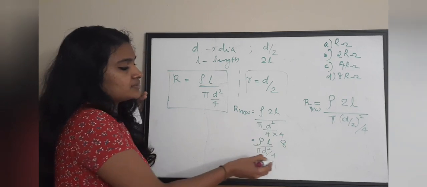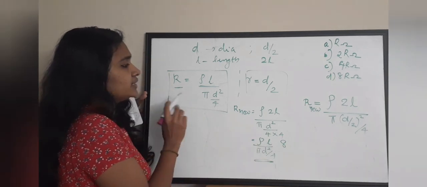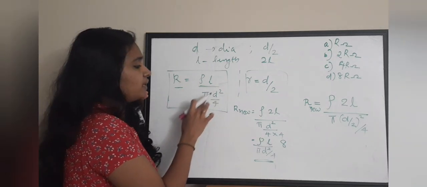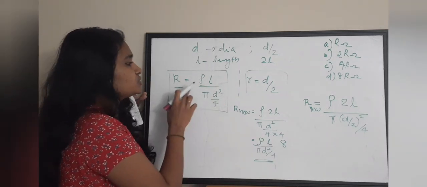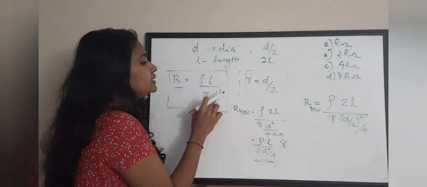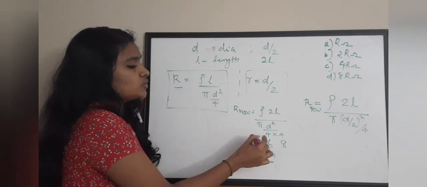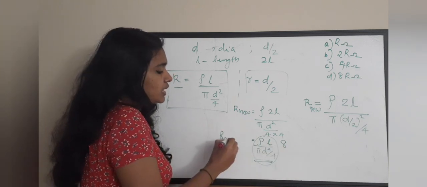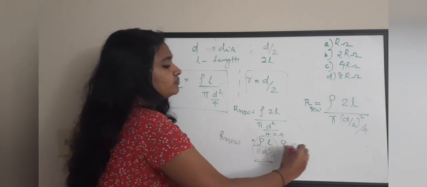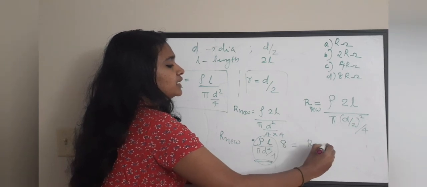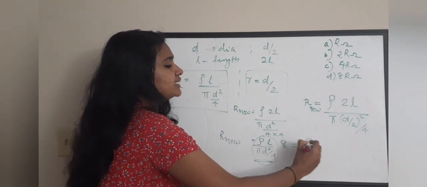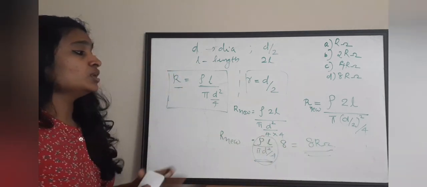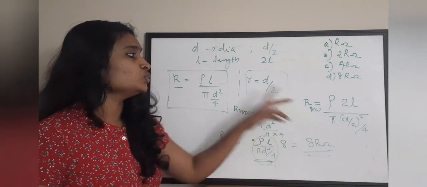Okay, so look at this term. This is your R itself. R is rho L by pi, sorry, pi into d square by 4. That is, R is equal to rho L by pi d square by 4. So this is your R. So how can you write R new? R new is equal to R into 8, or simply you can write it as 8R ohms. So this is the relationship of your R new with your R.